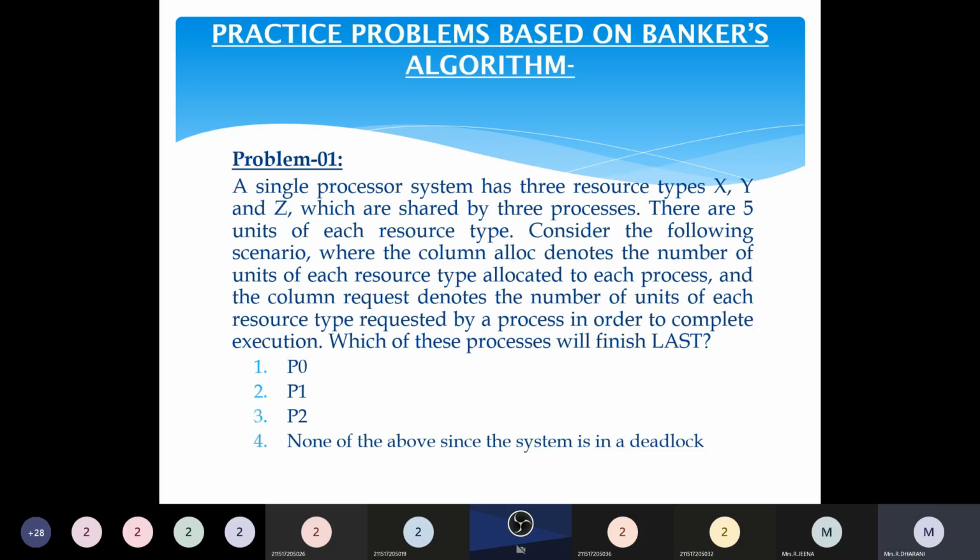The question is which process will finish it fast. Otherwise, if it is in a safe state only, you can decide whether P0, P1 or P2, any one of the processes will come at last, right? If it is not a safe state, then you can choose to go for the last one. Okay, let us solve this problem.